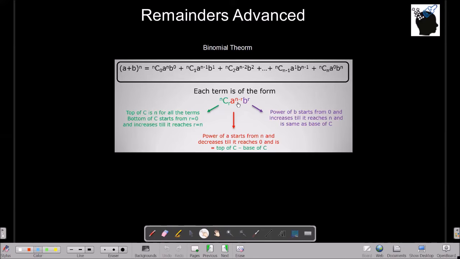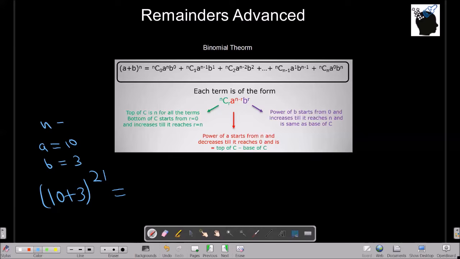The power of a starts with n, goes on decreasing till it reaches 0, and the power of a is also equal to the difference between the top of C and the bottom of C. The power of b starts with 0 and goes on increasing till it reaches n, and is always the same as the bottom of C. Now let's try to use this formula and expand, let's say, (10 plus 3) whole raised to 21. If you compare both of them, your a becomes 10, b is 3 and n is 21.